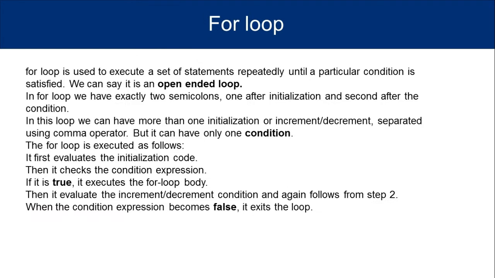For loop. For loop is used to execute a set of statements repeatedly until a particular condition is satisfied. We can say it is an open-ended loop. In for loop, we have exactly two semicolons, one after initialization and second after the condition. In this loop, we can have more than one initialization or increment decrement separated using comma operator, but it can have only one condition.